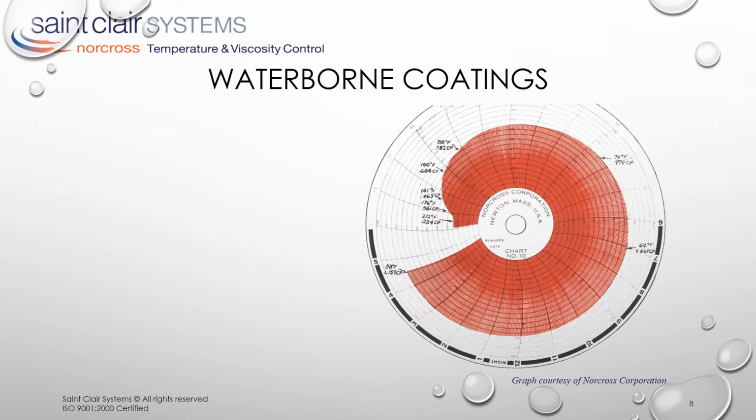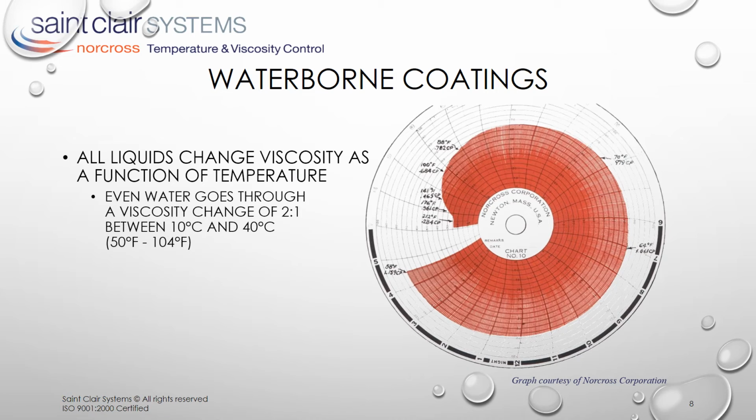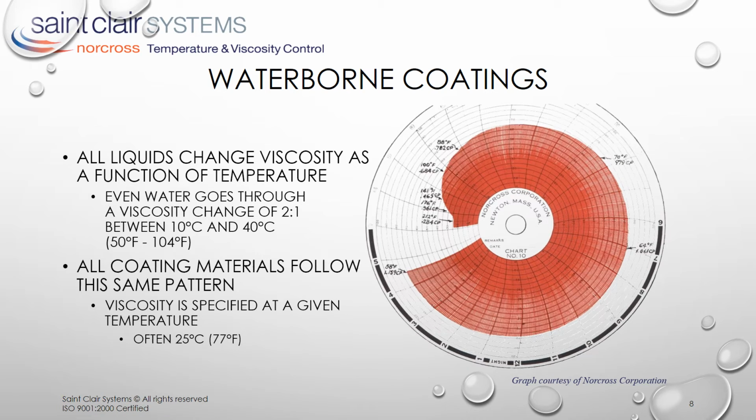Here we see a plot taken from an old viscometer data sheet. It shows that water goes through a viscosity change of 2 to 1 between 10 and 40 degrees C. While you don't think of a glass of iced tea being more viscous than a cup of hot tea, it is. Furthermore, when compared to common solvents like MEK, acetone, toluene, alcohols, and the like, not only is water more viscous, it has a steeper temperature versus viscosity curve.